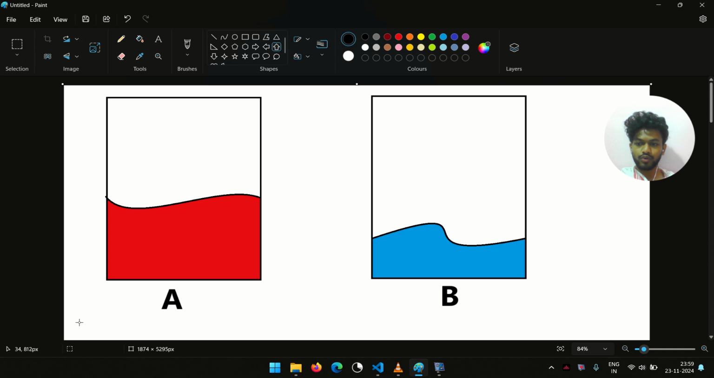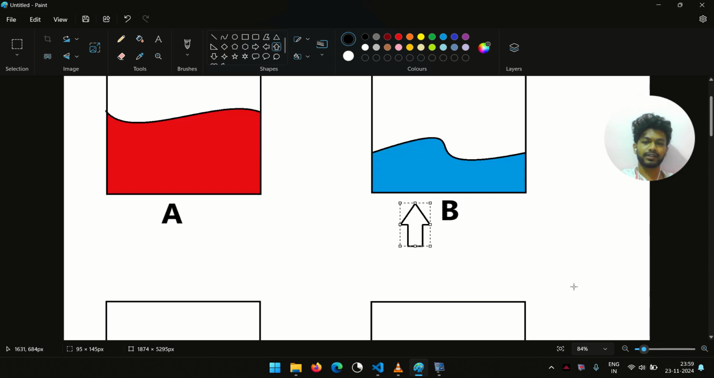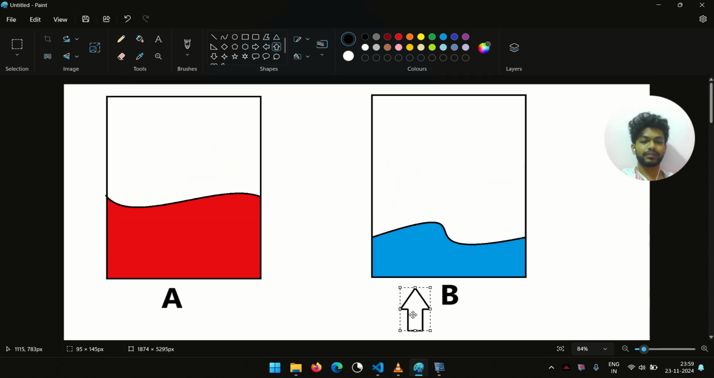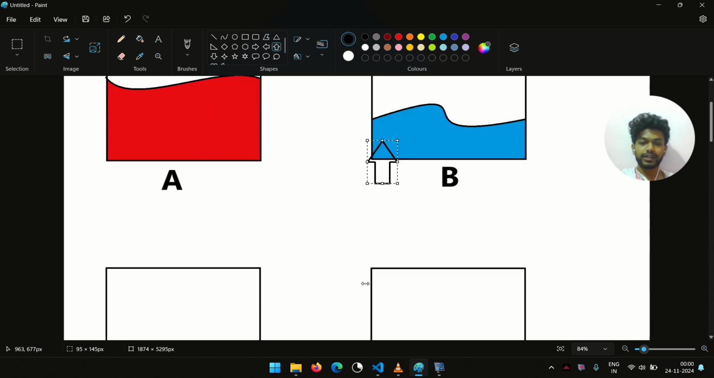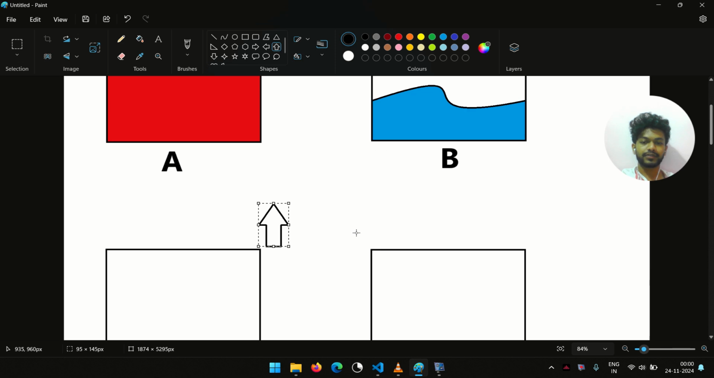This container and this container both have the same ability to store as much water as they can, or as many different kinds of juices as they can. So A contains the red juice and B contains the blue juice. And the blue juice, as you can see, for understanding reasons, is considerably less.